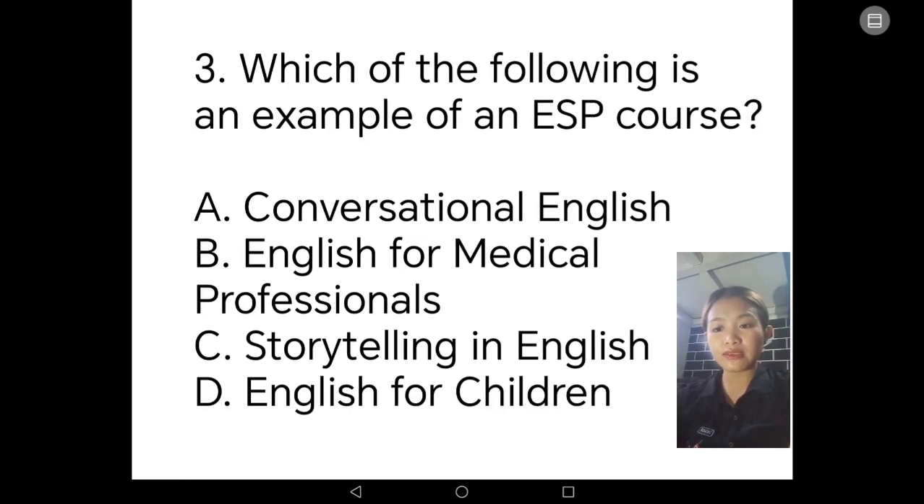Number 3. Which of the following is an example of an ESP course? A. Conversational English. B. English for medical professionals. C. Storytelling in English. D. English for children.